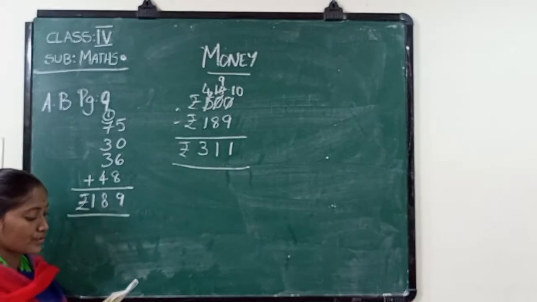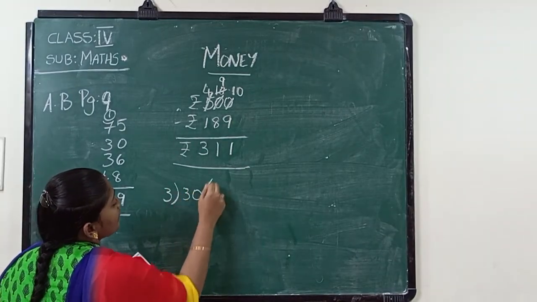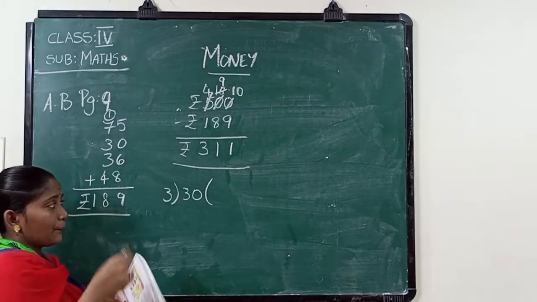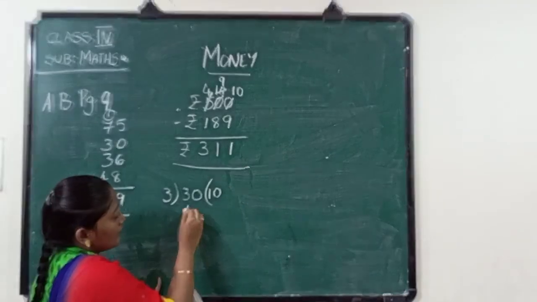How much does 1 kg tomatoes cost? 3 kgs are 30 rupees. So we have to divide 30 by 3. 3 tens are 30.